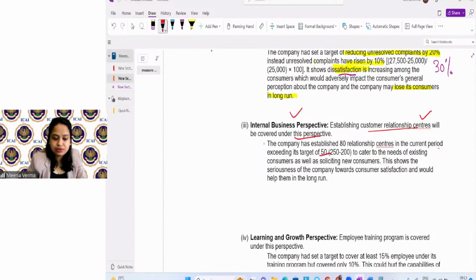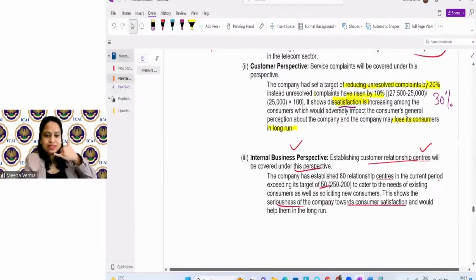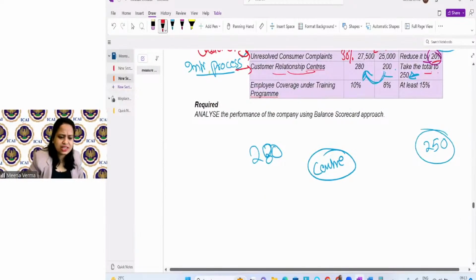Okay. This shows the seriousness of the company toward customer satisfaction. Yes, the company wants to satisfy their customer. Why? Dekho, what is a customer center? Providing services to the customer. The more service you provide. This is just like a customer care center.